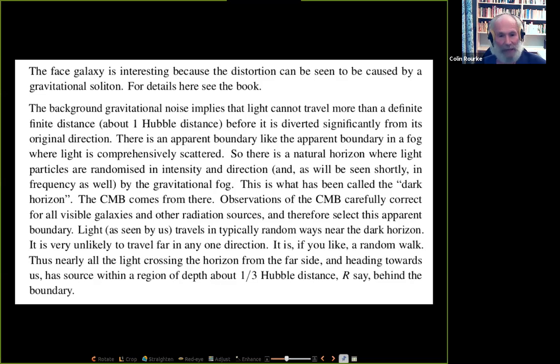Observations of CMB carefully correct for all visible galaxies and other radiation sources, and therefore select this apparent boundary. Light as seen by us travels in typically random ways near the dark horizon. It's very unlikely to travel very far in any direction. It's sort of a random walk. So nearly all the light crossing the horizon from the far side and heading towards us has source within a region of depth about 1/3 Hubble distance, I'd say, behind the boundary.